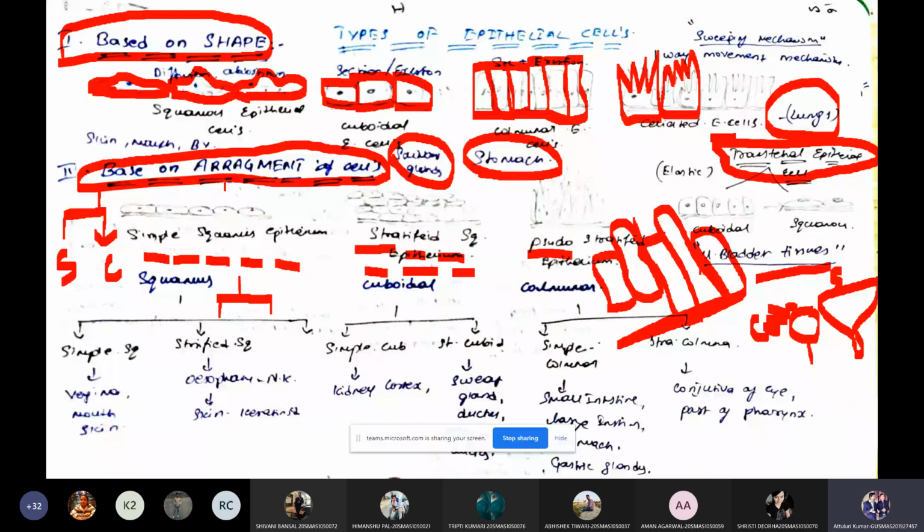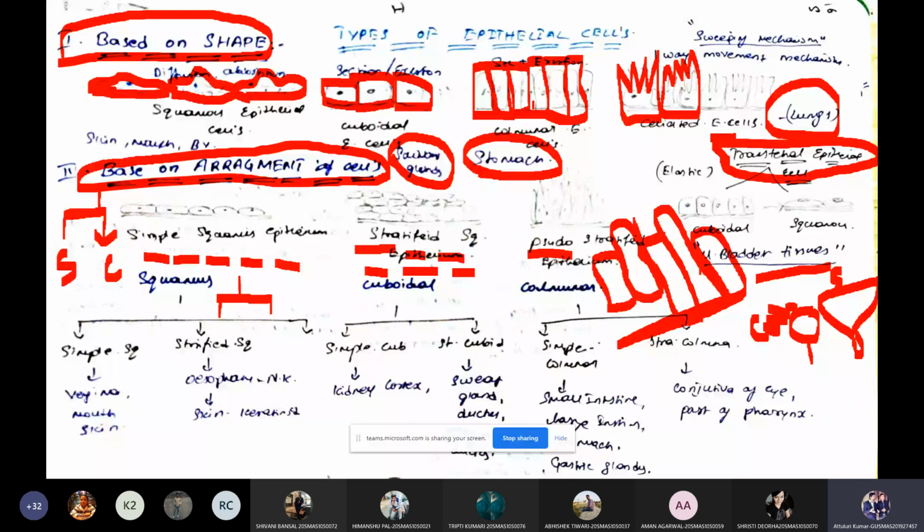Based upon their shape, the epithelial cells are of several types. We have squamous epithelium, cuboidal epithelium, columnar epithelium, ciliated epithelium, and the transitional epithelium. Then depending upon their arrangement, we have 2 types: single layer of cells and multiple layers of cells. Single layer of cells are of different types: simple squamous epithelium, simple cuboidal epithelium, simple columnar epithelium, and simple ciliated epithelium. Whereas we have stratified.